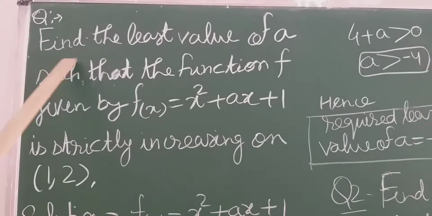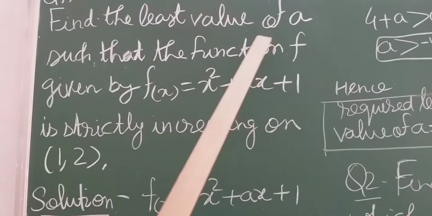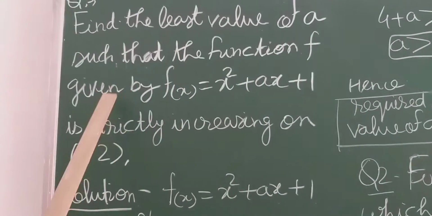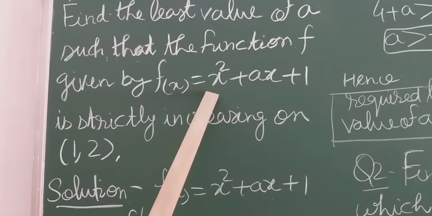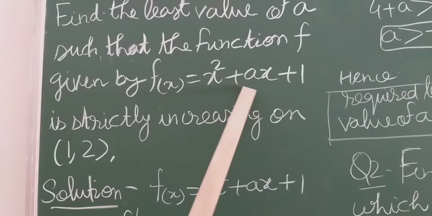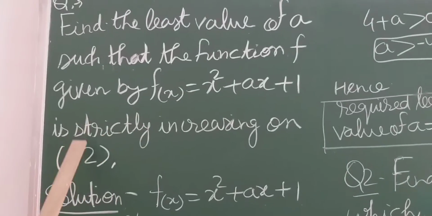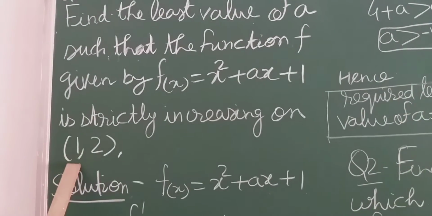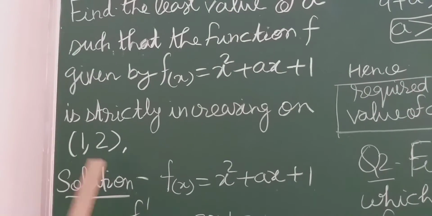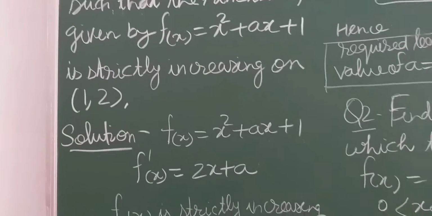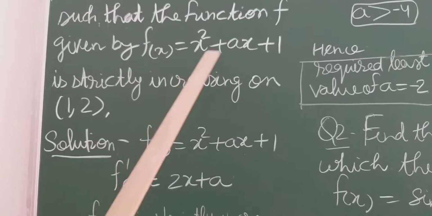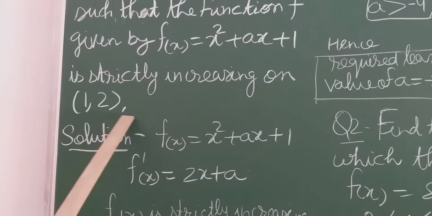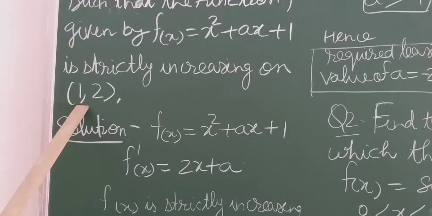Question number 1: find the least value of a such that the function f given by f(x) = x square plus ax plus 1 is strictly increasing on the open interval (1, 2). So students, we have to find the value of a for which the function is strictly increasing and x belongs to (1, 2).